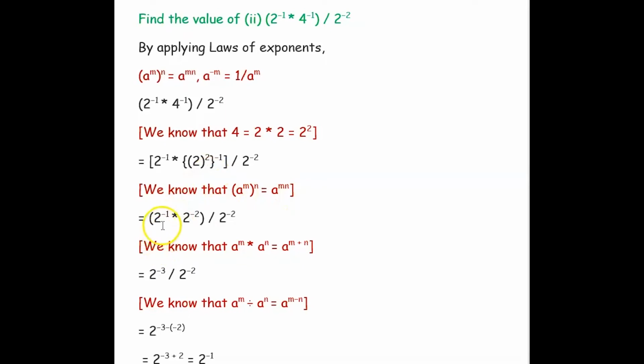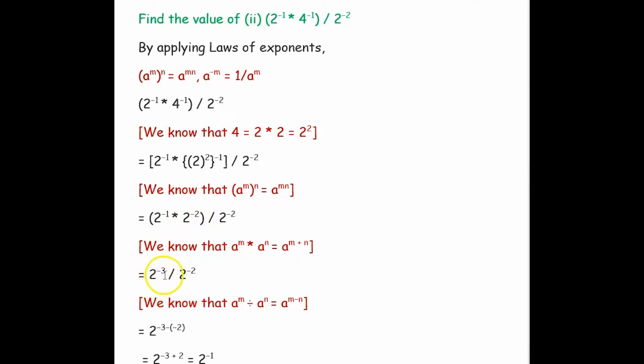So now 2 raised to the power negative 1 into 2 raised to the power negative 2 divided by 2 raised to the power negative 2. So now we know that a raised to the power m into a raised to the power n equal to a raised to the power m plus n. So here a is base and m and n are the powers. Here base is same, so we are adding the powers. So negative 1 plus negative 2 is negative 3.